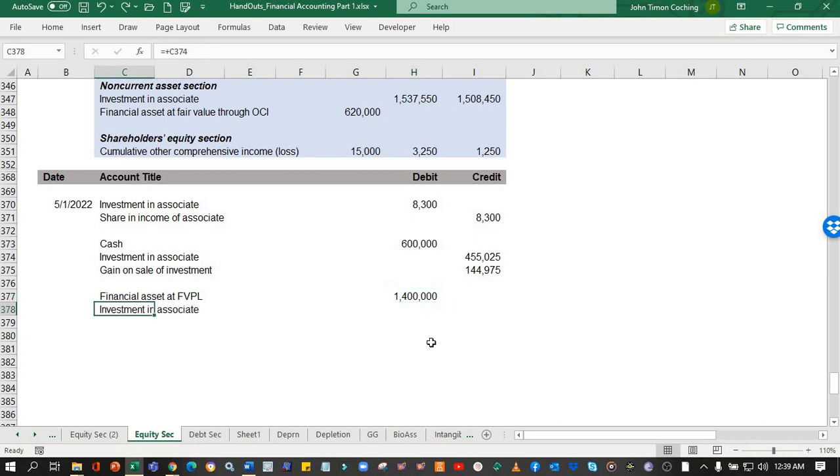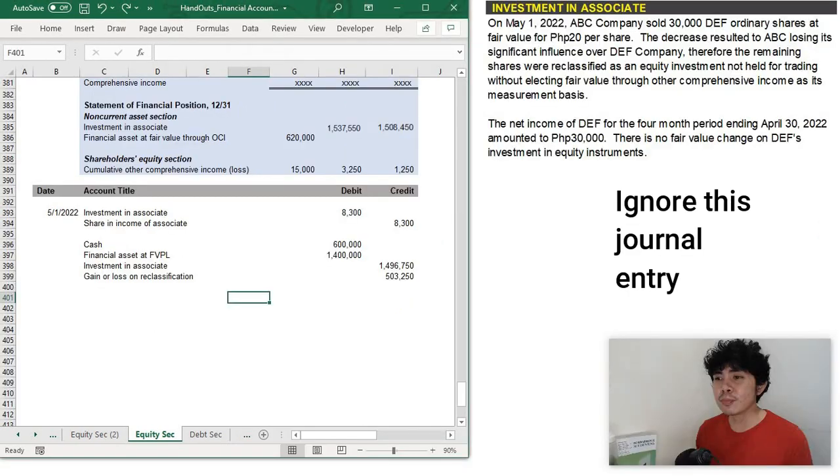Then, credit natin yung investment in associate. Syempre, based pa din yan sa carrying value na 1,516,750. At kukunin lang natin yung portion ng 70,000 and that is 1,061,725. So, na-compute yan as 7/10. And syempre, may difference tong dalawa. Ibig sabihin, gain yan. Gain on reclassification na 338,275 pesos.